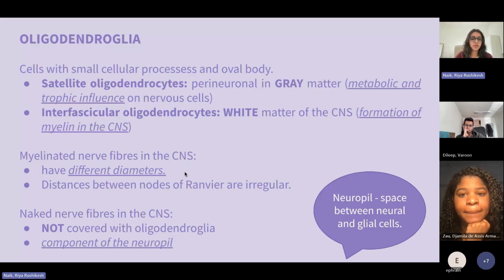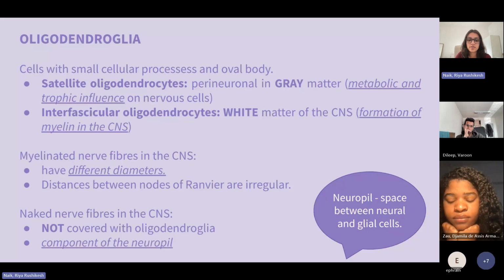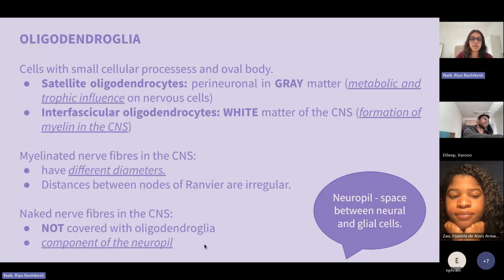There are two types of nerve fibers which are found in the CNS. There are the myelinated ones and the non-myelinated ones. The myelinated ones have all different diameters, and the nodes of Ranvier are not present at regular intervals, they are very irregular. Whereas the non-myelinated ones are not covered with oligodendroglia, because that just makes sense, right? Because oligodendroglia helps in formation of the myelin, and since they don't have myelin, they are not surrounded by the oligodendroglial cells. They are components of the neuropil.